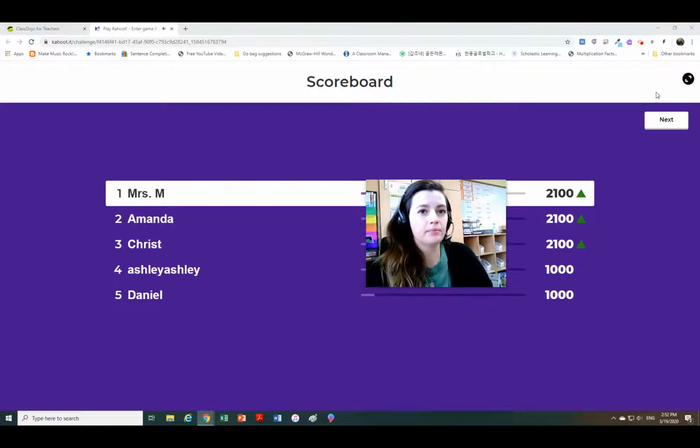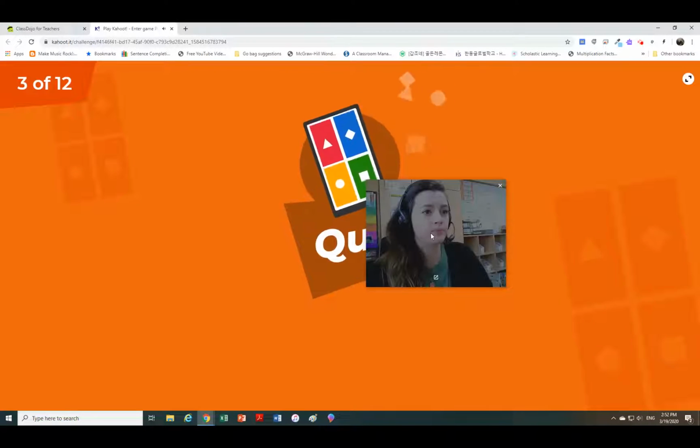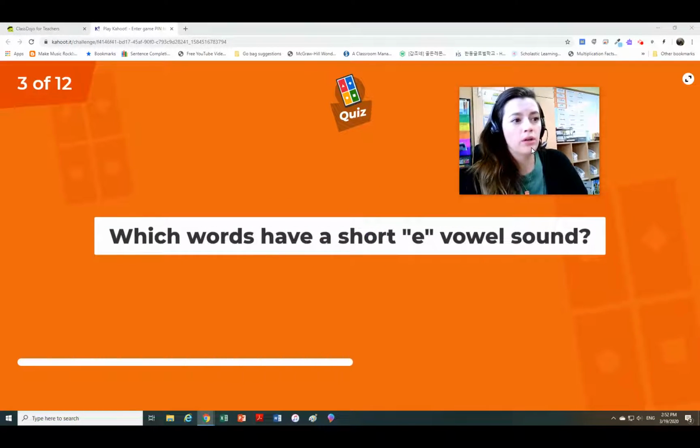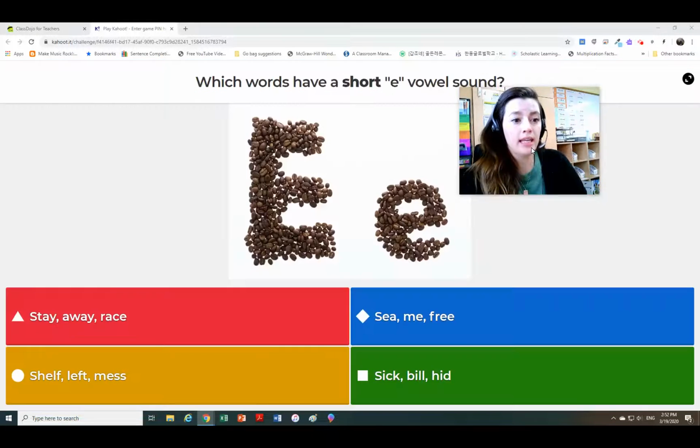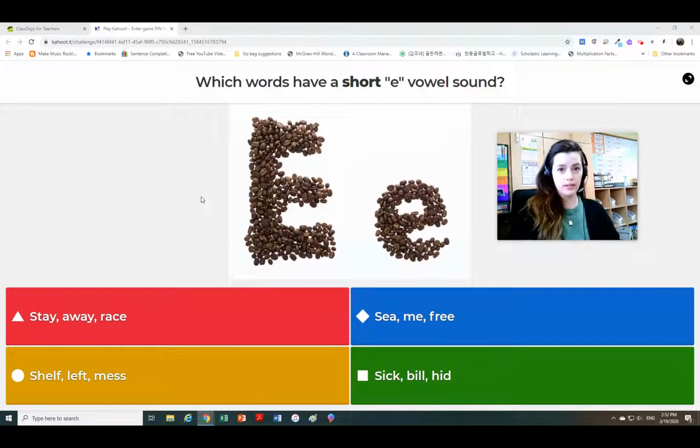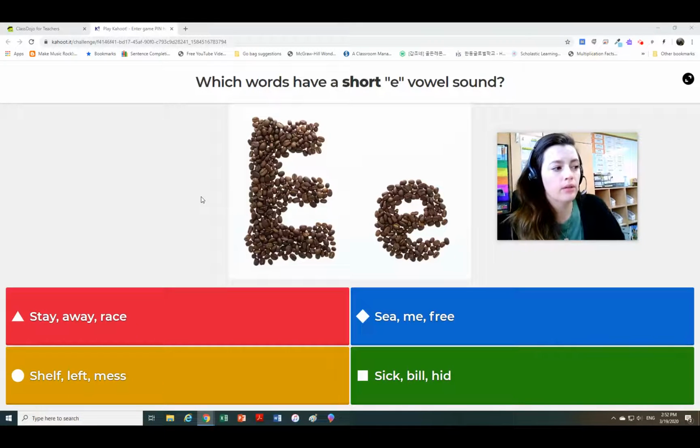Okay. Next. Which words have a short E vowel sound? Not long E, short E. So carefully read. This is number 3. Make the symbol on your paper. And if you get it wrong, you need to put a red X. Okay, so don't change your answer if you get it wrong. That way, when we're finished, you can see how you're doing. So answer this question now.